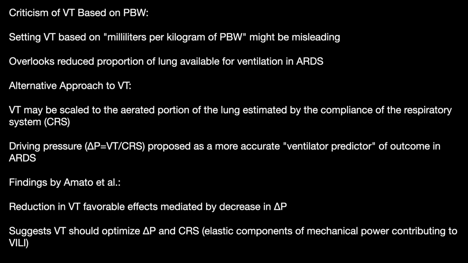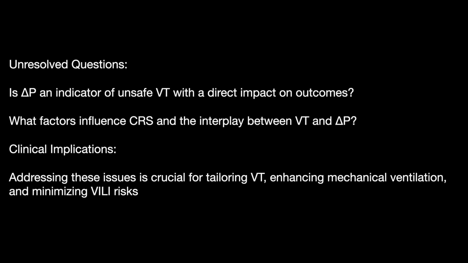So the finding of the Amato trial was that the reduction in the tidal volume favorably affects outcome, and it is mediated by a decrease in the delta P. So in those patients where a low tidal volume results in a high delta P, we may not get the benefits of the low tidal volume. So we should actually target the delta P, that is the driving pressure, looking also at the elastic component, that is the compliance of the lung, rather than just the tidal volume. So there are some unresolved questions.